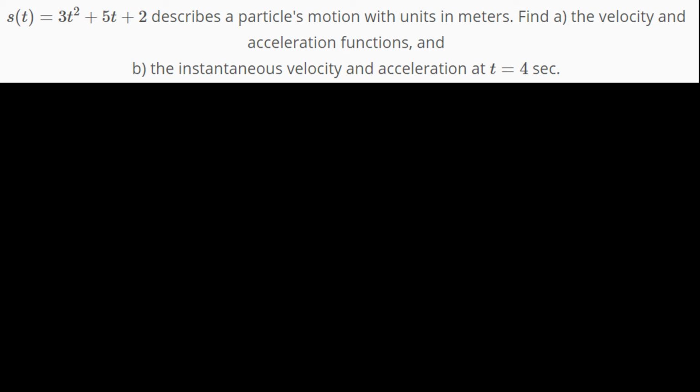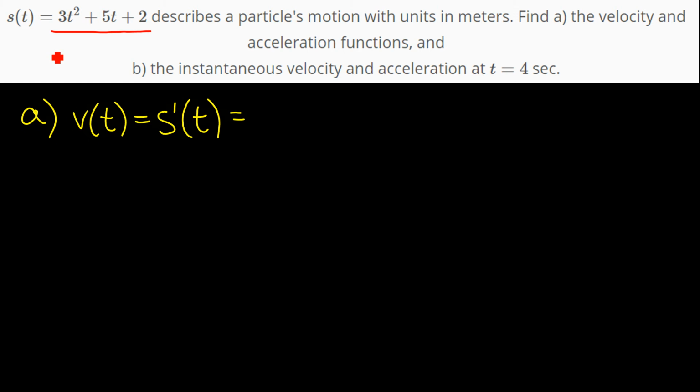So we start off with part A, and it says for us to find the velocity function. Remember, my velocity function is the same thing as the derivative of my position function. So all I need to do is find the derivative of my position function. It's a pretty simple one to deal with. I've got 3t squared. The derivative of that is going to be 6t. And the derivative of 5t is going to be 5.